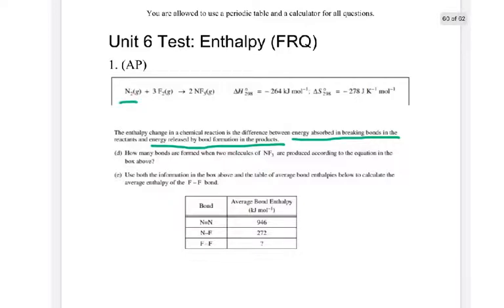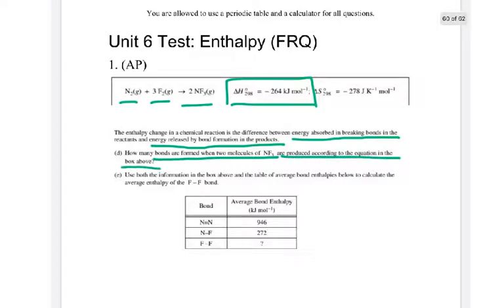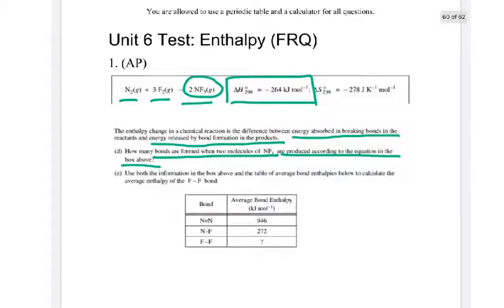N2 plus 3 moles of F2 makes 2 moles of NF3. The delta H at 298 degrees Celsius is negative 264 kilojoules per mole. Now, 1D says how many bonds are formed when 2 molecules of NF3 are produced according to the equation in the box above. Okay, well in the box above it says 2 moles, or you can read it as 2 molecules of NF3 are produced.